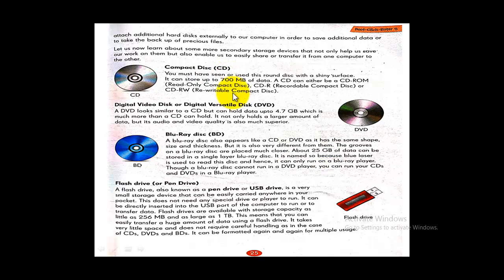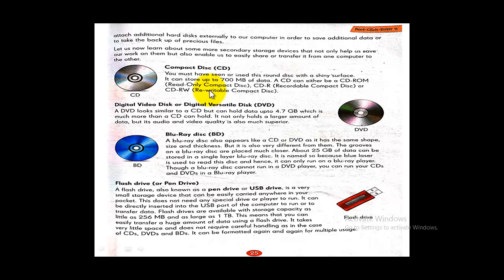Now I'll remind you from the beginning again. A CD can store up to 700 MB of data. It comes as a CD-ROM, read only compact disc, or a CD-R, recordable compact disc, or a CD-RW, rewritable compact disc. Then a DVD can hold up to 4.7 GB of data, and the video quality and audio quality are much superior to a CD. In a Blu-ray disc you can store up to 25 GB of data. In a double layer Blu-ray disc you can store up to 50 GB of data. In a double layer DVD you can store up to 8.5 GB of data. The video quality and audio quality in a Blu-ray disc are much superior to the DVD.